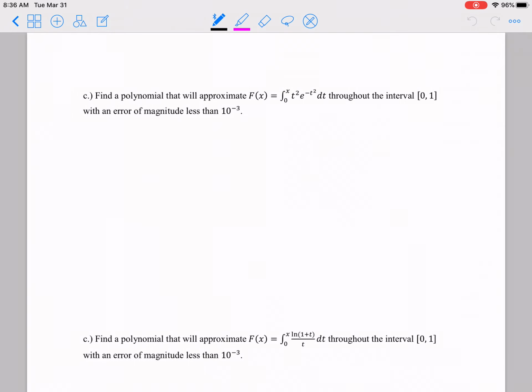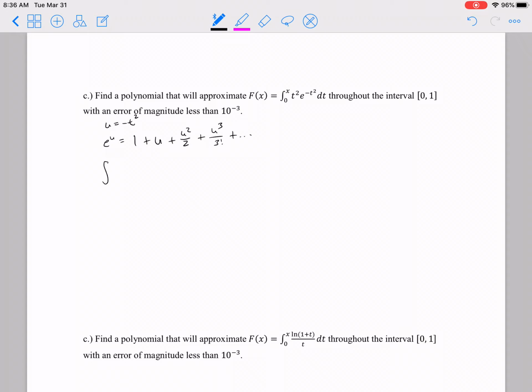So let's take a look here at finding a polynomial that will approximate f of x, which is equal to this integral here, throughout the interval 0 to 1 with an error magnitude of less than 10 to the negative third. So again, we're looking for 3 decimal places there. We can do this by saying u equals negative t squared, and then e to the u is equal to 1 plus u, again using that table up front, I'm not working these out each time, plus u to the third over 3 factorial, plus so on and so forth.